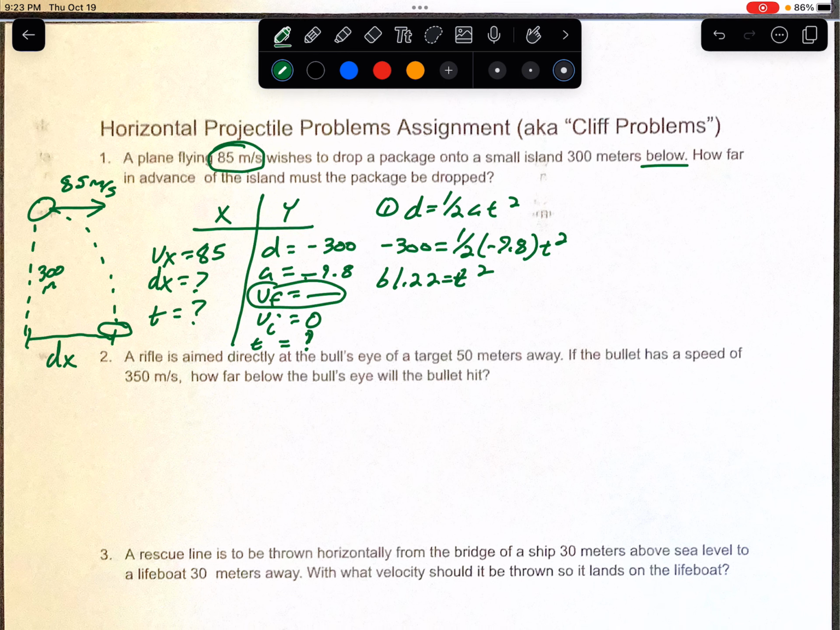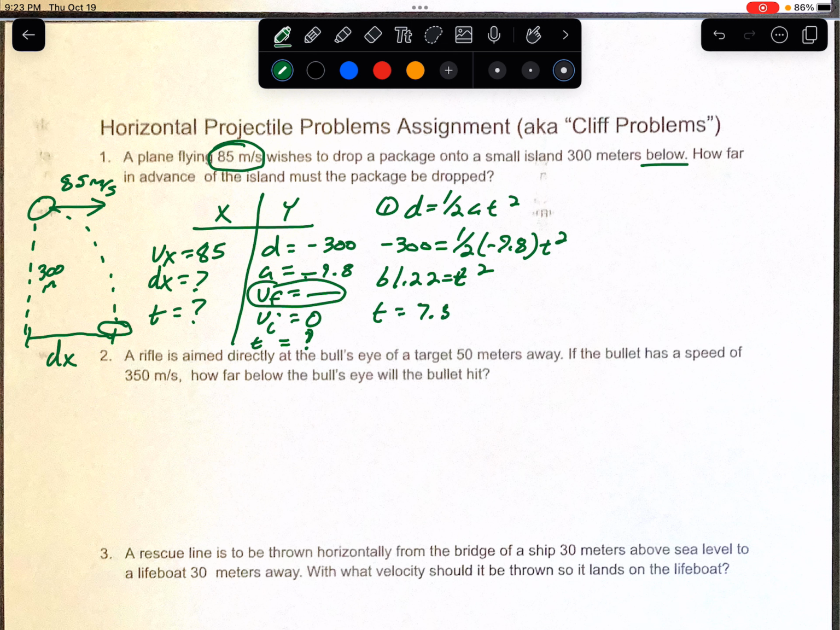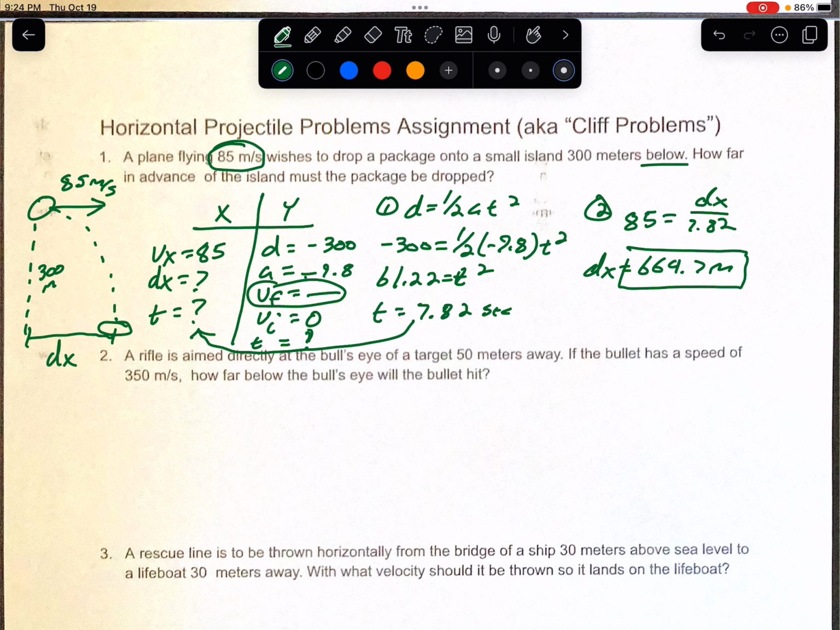So square root both sides, and you get 7.82 seconds. Now, that is not your answer. That is just your time that you can now plug in over here. So step 2 is you now get to do Vx equals dx over t. So 85 equals dx over 7.82. Multiply both sides by 7.82, and you're going to get a horizontal distance of 664.7 meters. Okay, so that is how far ahead of time that plane has to release it to make it land on that island.